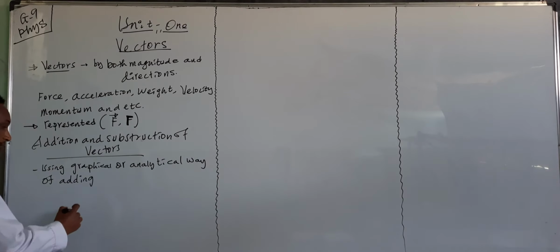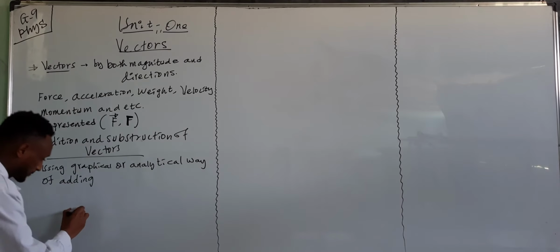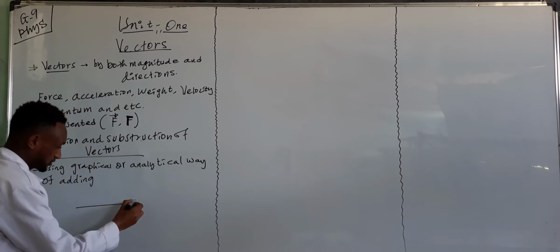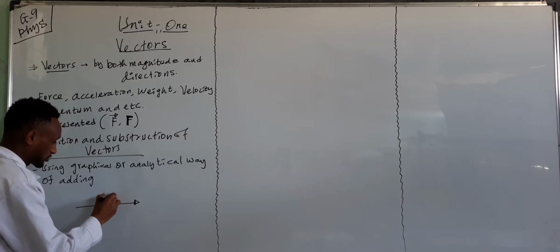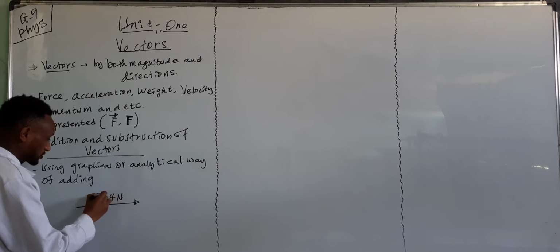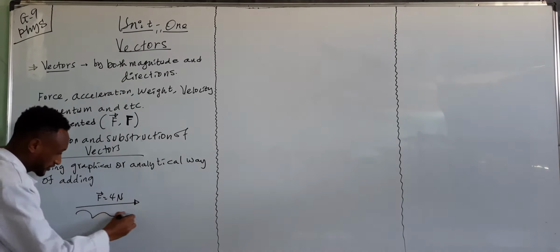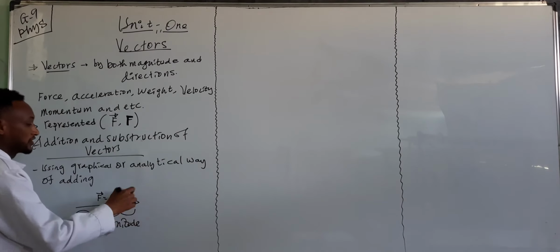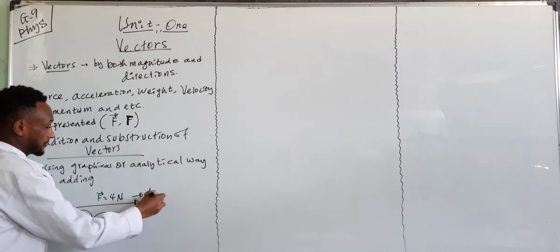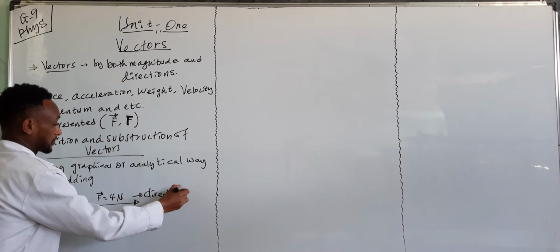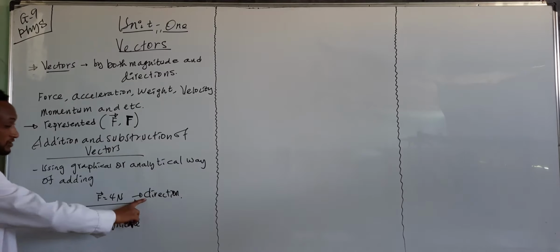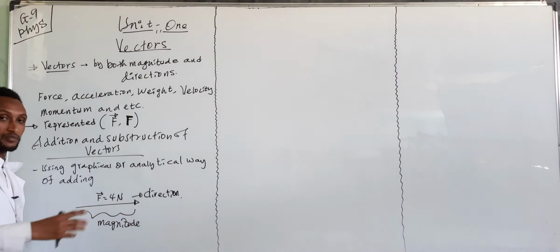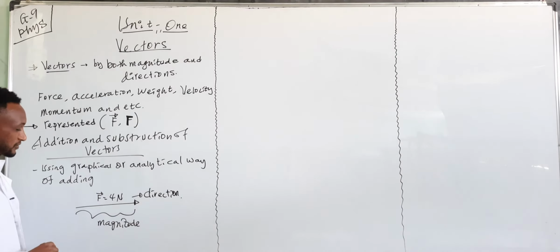One vector can be represented by both direction and magnitude. For example, if this one is a force which is equal to 4 Newton, this length is the magnitude of that vector, and this is the direction of that vector. Depending on their directions, we can combine two or more vectors.